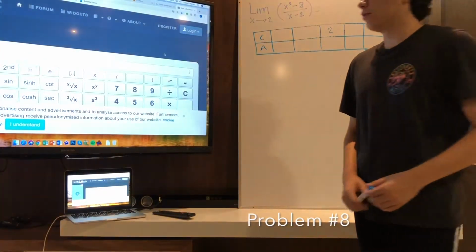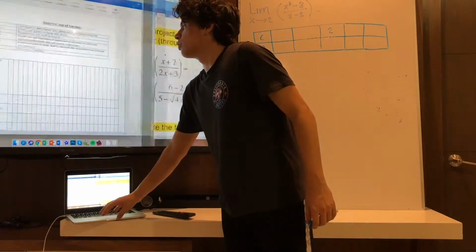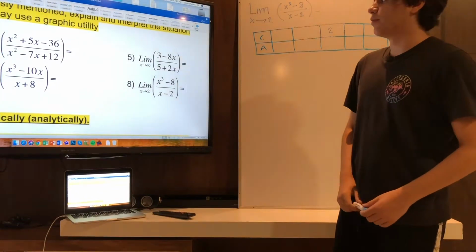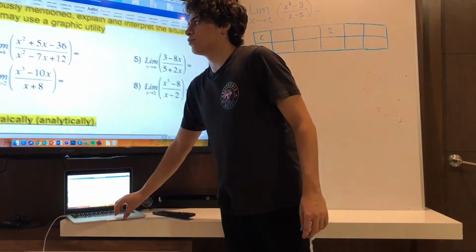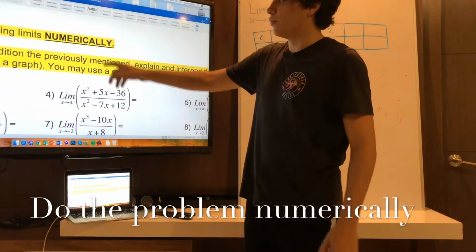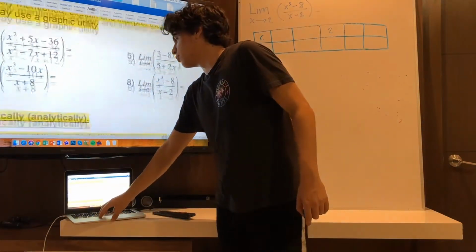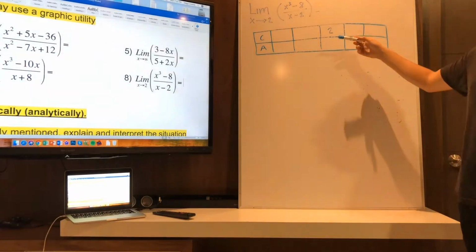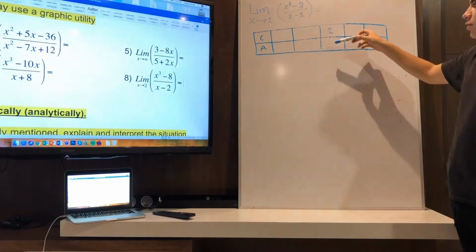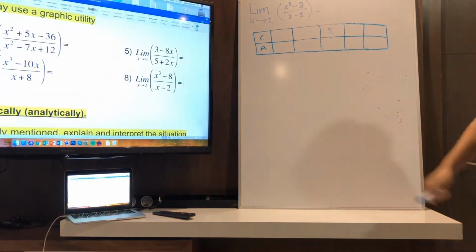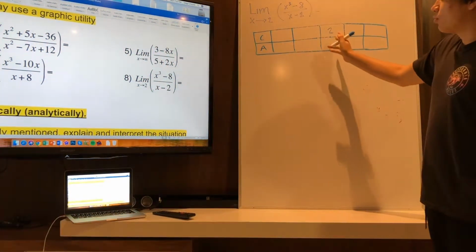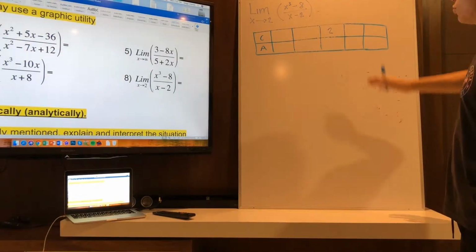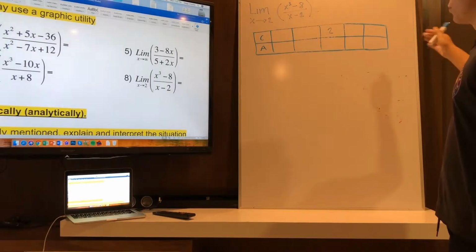Hello, my name is Diego, and I'm going to do problem number 8 on the procedure section of the lab. Since in the instructions we are told to do the problem numerically, we're going to need a table of values where on the top you have the number you're going to put into the function and you put the answer on the bottom. You need two numbers close to 2 coming from the left and two numbers close to 2 coming from the right.